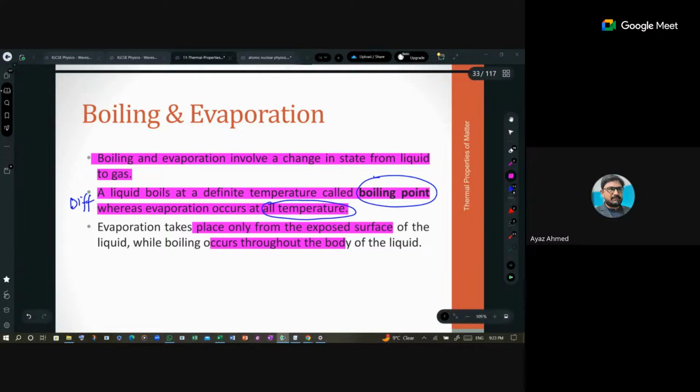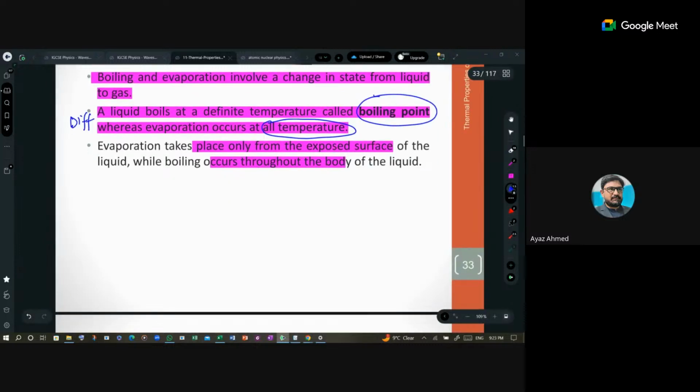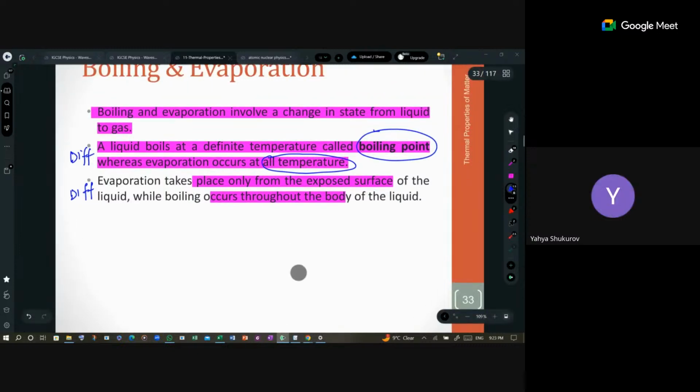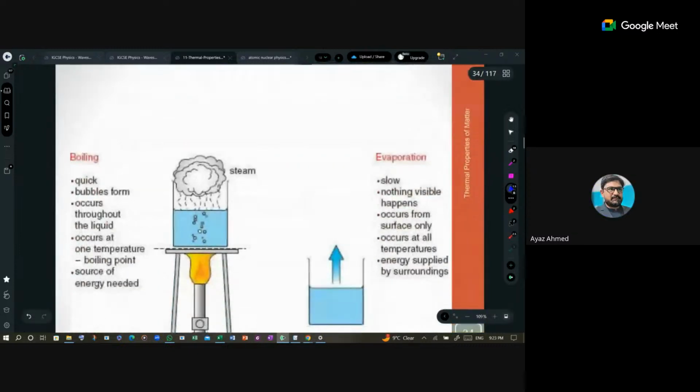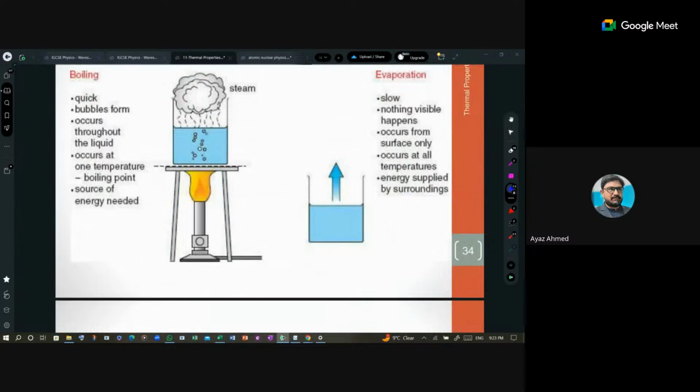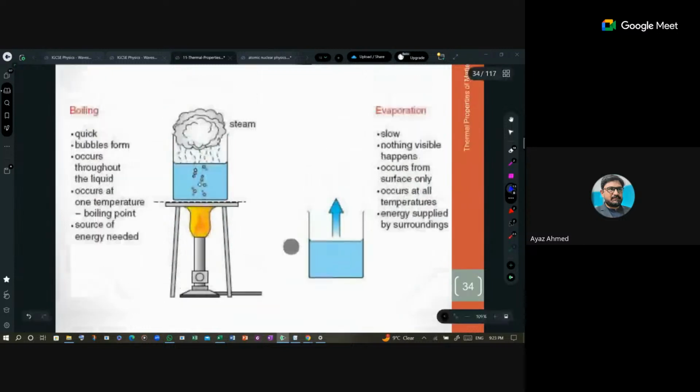Okay, will you be able to remember these points? Yes, sir. Okay, yeah, will you be able to do? Yes. Okay.